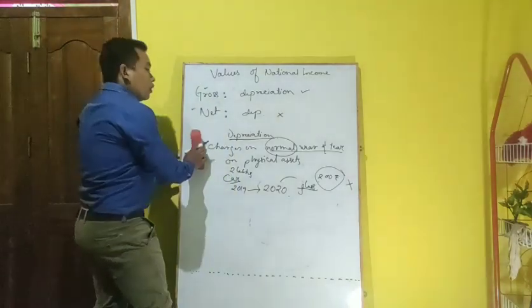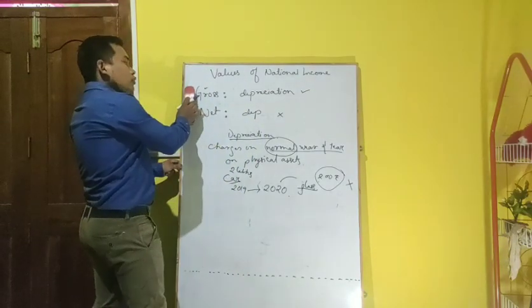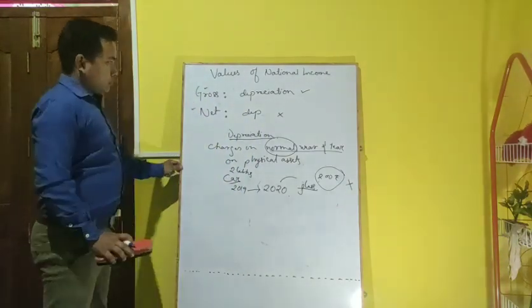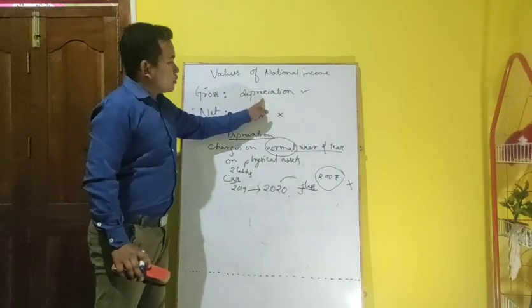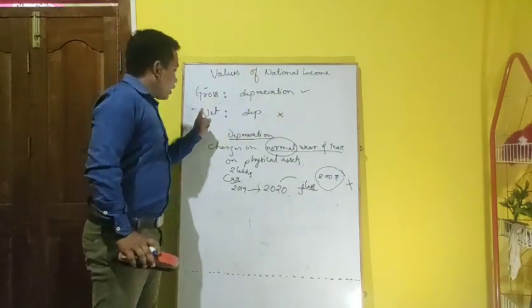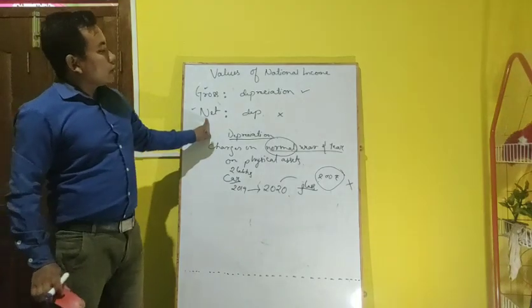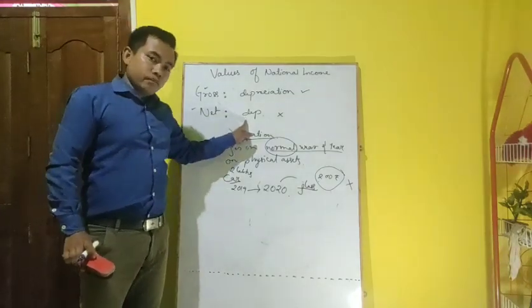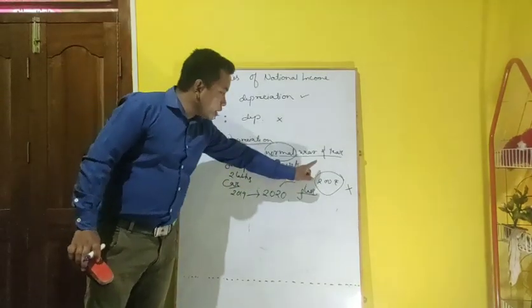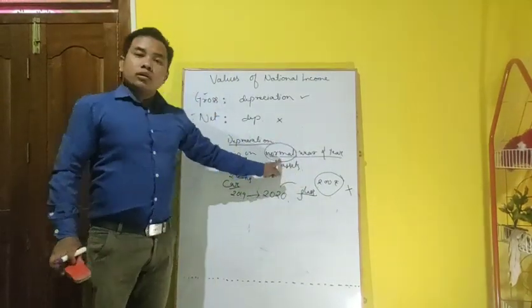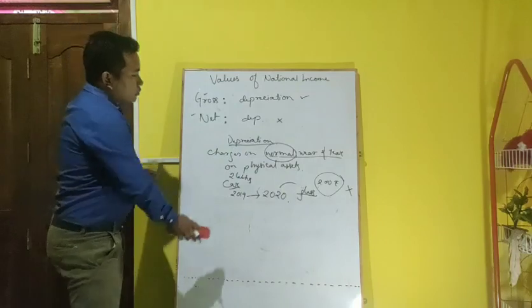So now we have finished the difference between gross and net. Gross means the calculation of national income by including depreciation. Net means it is the calculation of national income by excluding depreciation. What do I mean by depreciation? It is the charges on normal wear and tear. Remember this word normal. Now let's move on to the next.